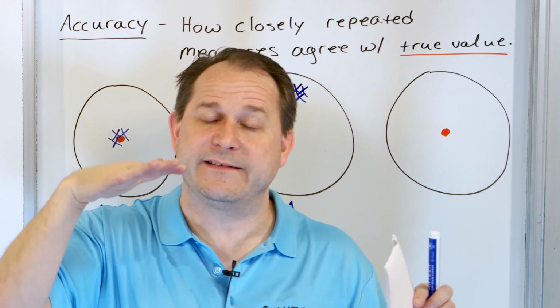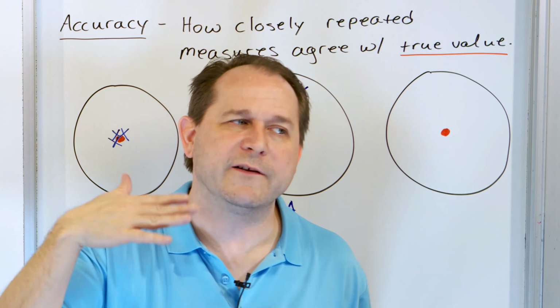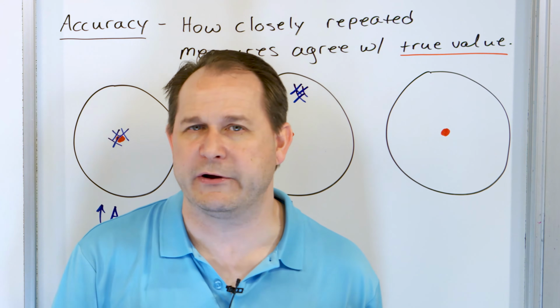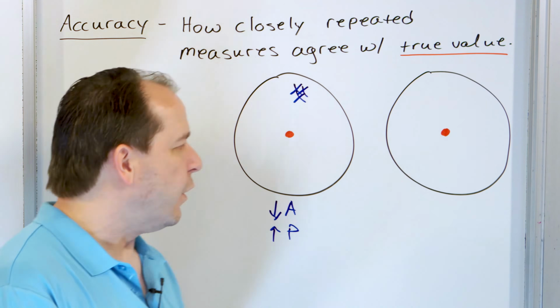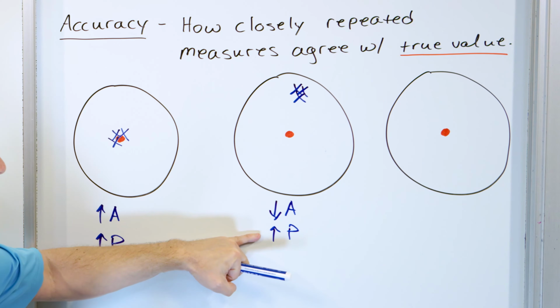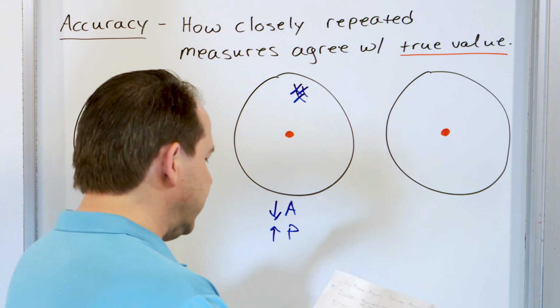But because the balance has a constant weight every time, all of my measurements, one after the other, are going to be very close, but they're all going to be wrong. So I'm going to have a very low accuracy, but a very high precision. Now let's take a look at the last case.